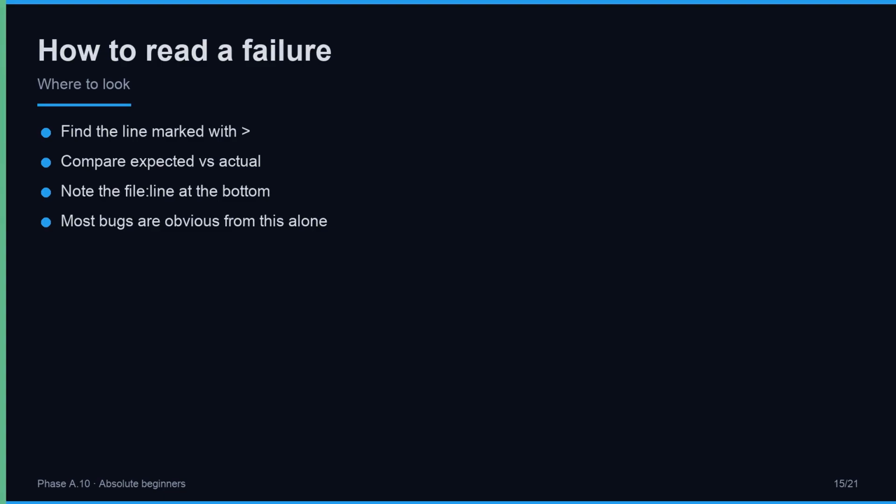Learning to read failures is a skill, and it is mostly about knowing where to look. Find the line marked with the angle bracket, that is the assertion that failed. Read the line above it for context. Compare what the test expected against what actually happened, both printed by PyTest. Then look at the bottom for the file and line number. For most bugs, that is enough. You go straight to the bug and fix it. No print statements, no debugger, no detective work. Where to look?